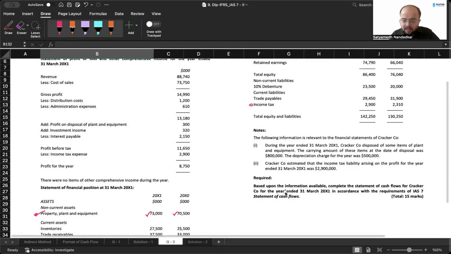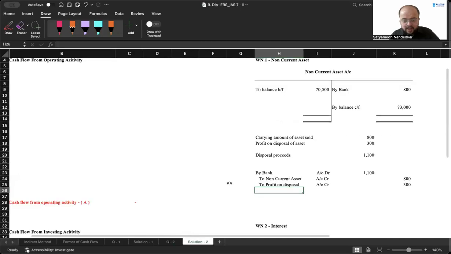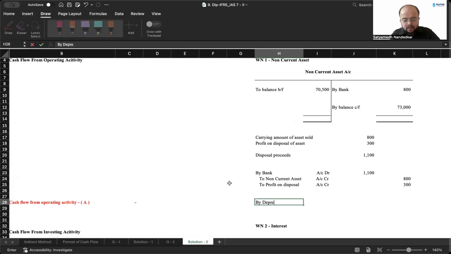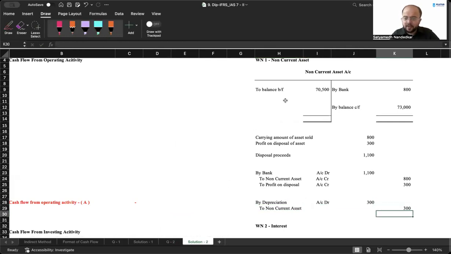Let's see if there is anything else. Yes, there was a depreciation charge for the year of 5 lakh. What is the accounting entry for depreciation? Most of the time we record depreciation to accumulated depreciation, but here there is no accumulated depreciation. The asset is shown at carrying amount. So you will credit depreciation account, debit to non-current asset 300.